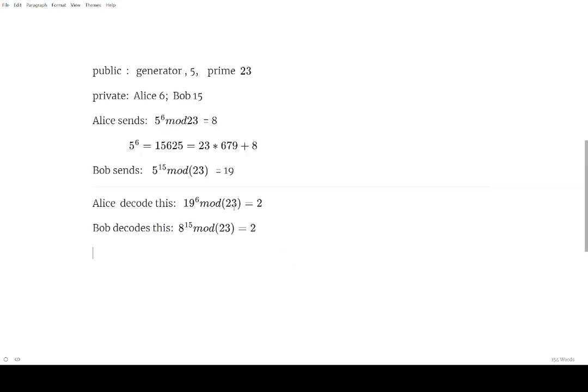Okay, so 19 to the 6th mod 23 turns out to be 2. 8 to the 15th mod 23 turns out to be 2. Turns out there's no coincidence there. They had to be the same. And so that's the key for the two of them.